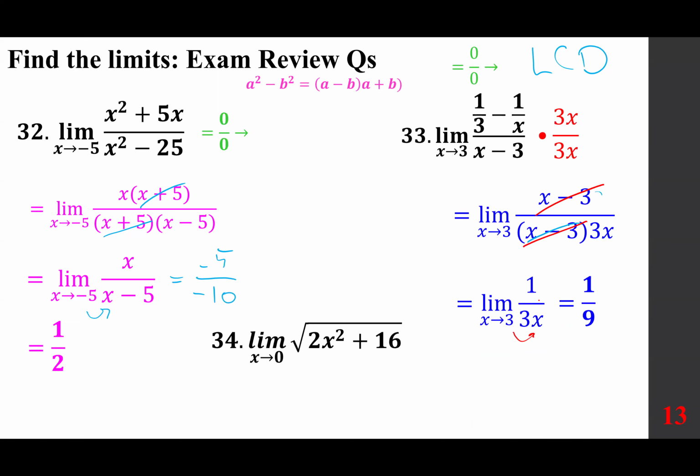The limit of the square root of 2x squared plus 16 as x approaches 0, if you plug in, you get square root of 16, which is 4. In other words, you plug in, it works out, you're done.